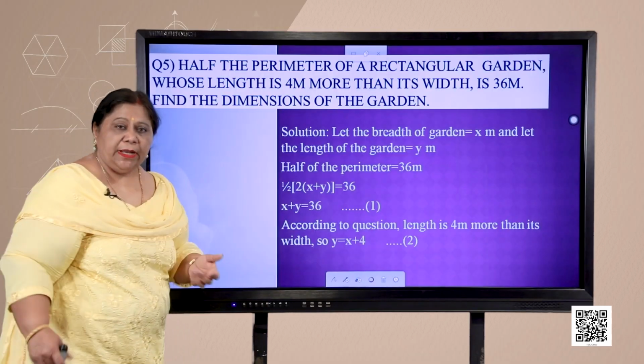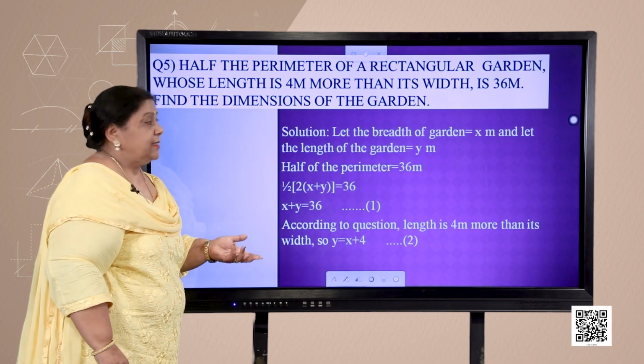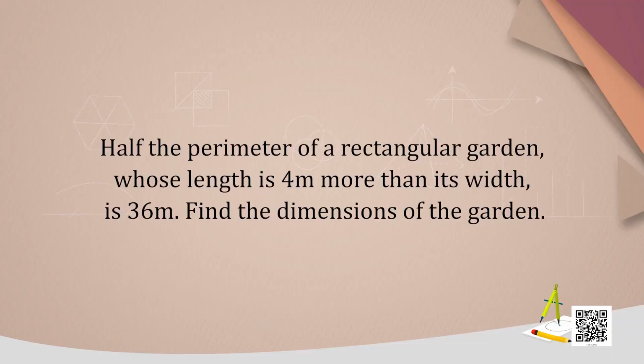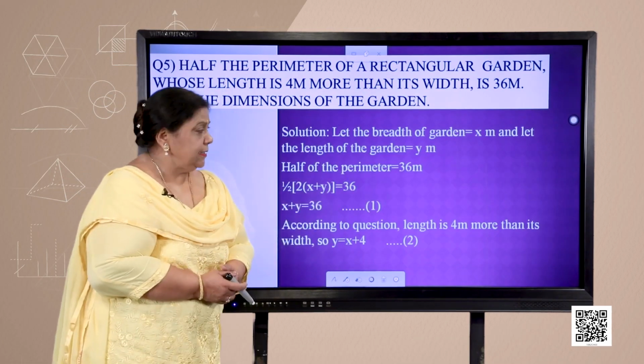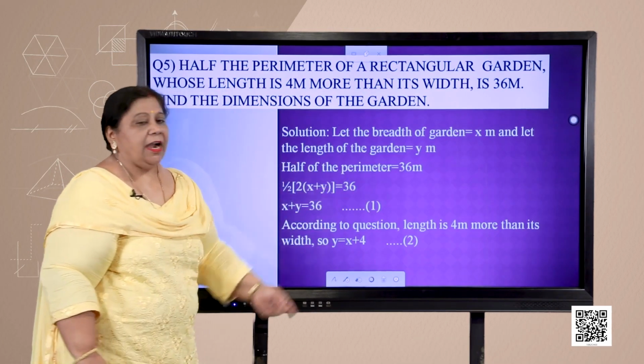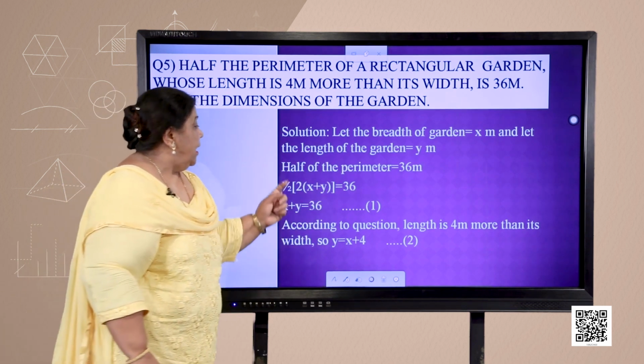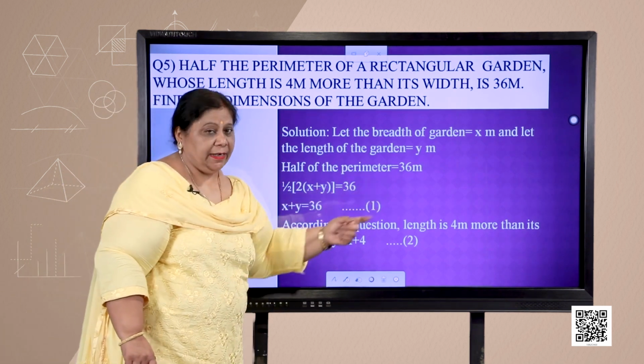Now, let us look into the next question, which says half the perimeter of a rectangular garden whose length is 4 meters more than its width is 36 meters. Find the dimensions of the garden. Very interesting question. Here, let the breadth of the garden be x meters and let the length of the garden be y meters. Half of the perimeter is 36 meters.